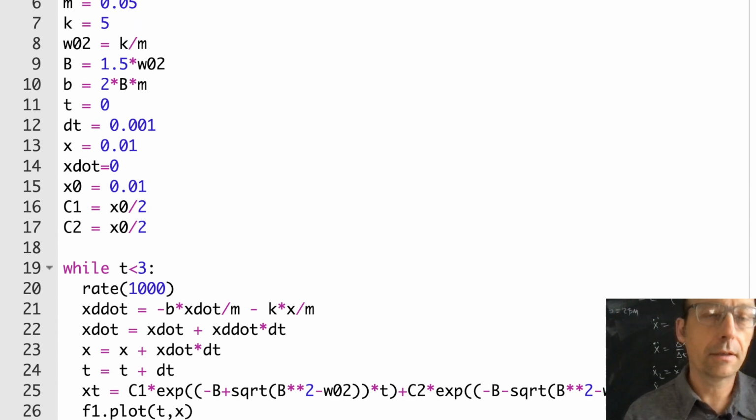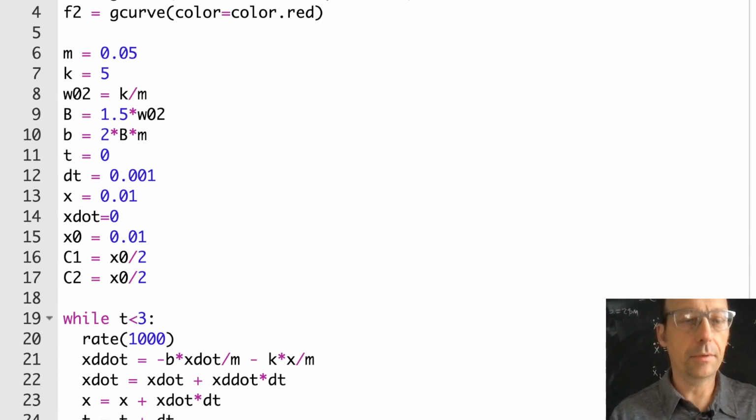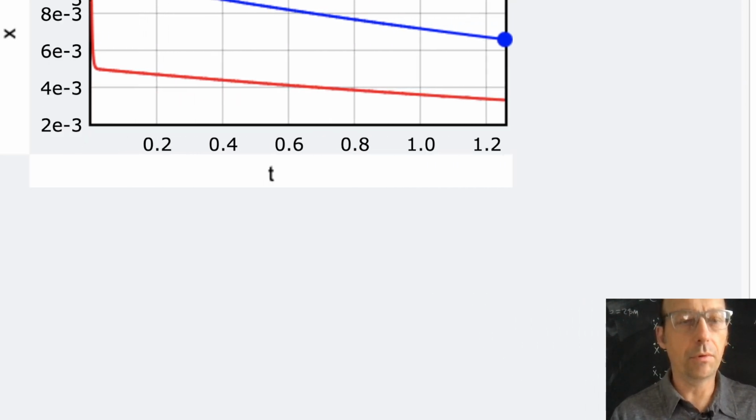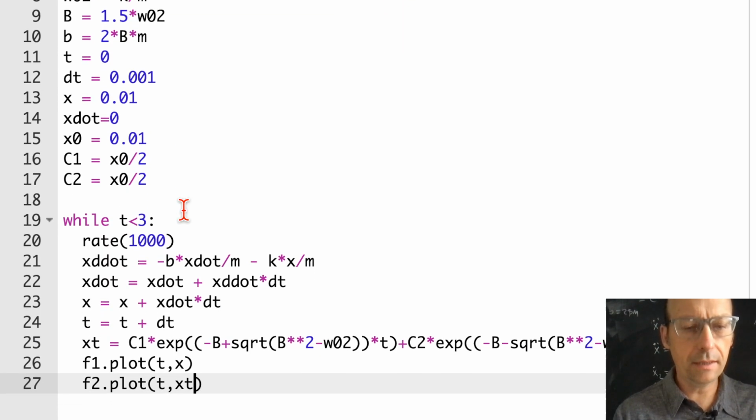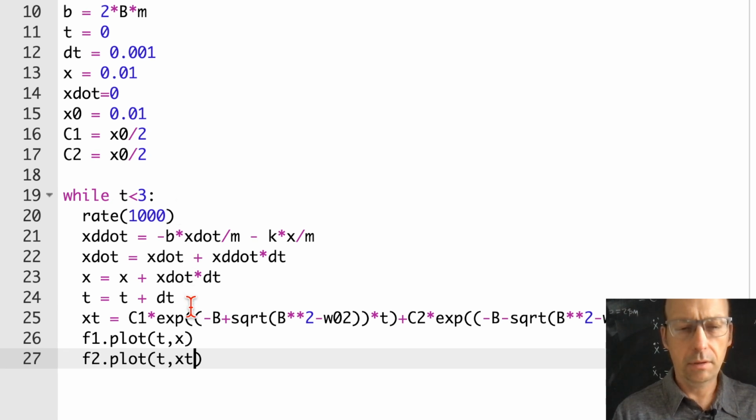Kind of scared, but you know, let's just do it anyway. No, that didn't work. Why didn't that work? Negative beta exponent times t plus square root beta squared.